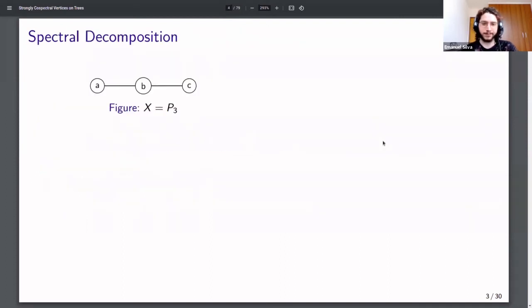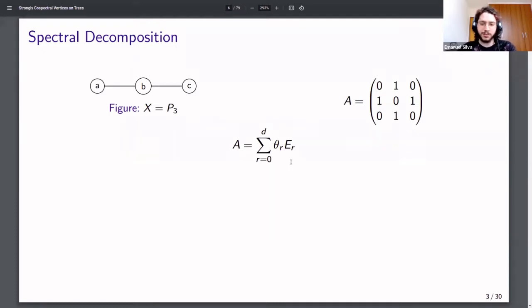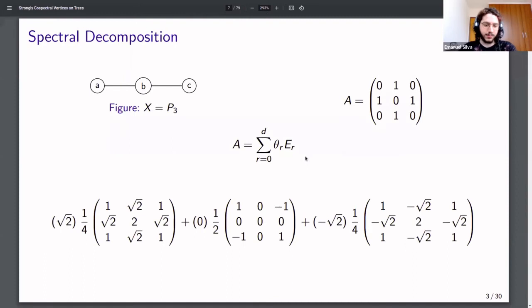Okay, let's begin. So let X be our graph. In the following examples, let X be P3. P3 has this adjacency matrix, and this is the spectral decomposition of the adjacency matrix. So it's the sum over the eigenvalues times the idempotents. For this example, the eigenvalues of P3 are square root of 2, 0, and minus square root of 2. And the idempotents are 1/4 of this matrix, a half of this matrix, and 1/4 of this matrix.